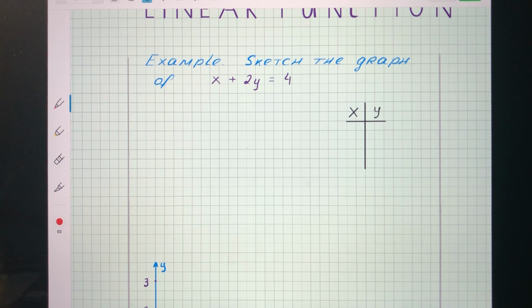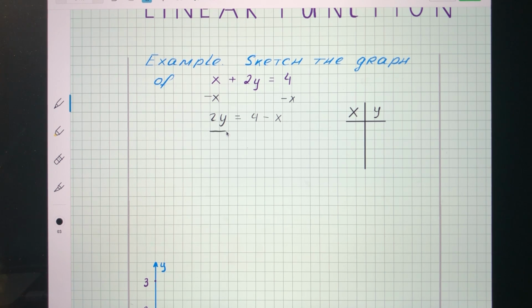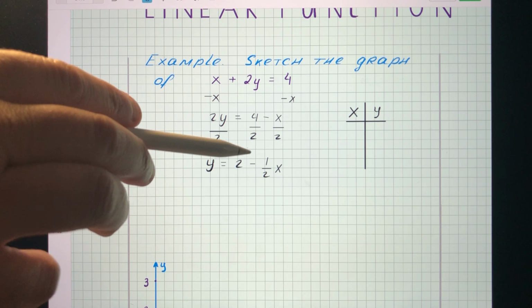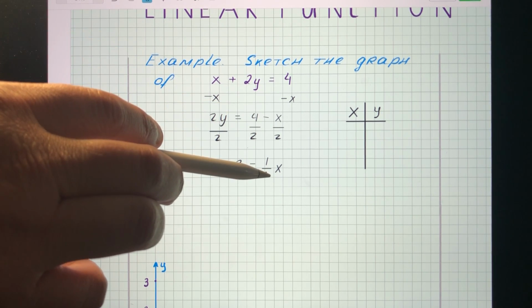To undo the positive x, we subtract it from both sides. If we subtract x from both sides, we will have 2y equals 4 minus x. To cancel the multiplication by 2, we divide every term by 2, and that makes y equals 2 minus 1/2 x. Both of these say x divided by 2. Half x is the same as x divided by 2.